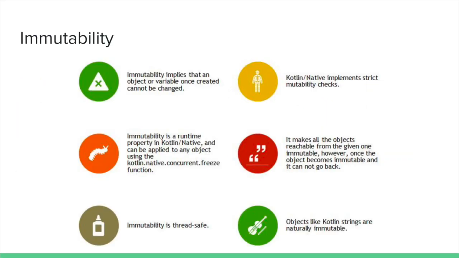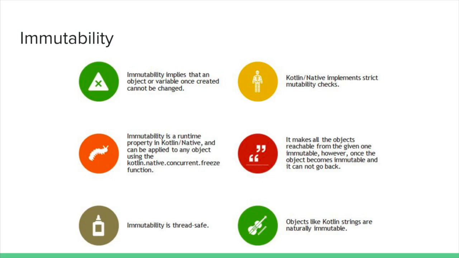Immutability is another one of Kotlin's great features. It implies that an object or variable once created cannot be changed. Kotlin Native, a technology for compiling Kotlin code without a virtual machine, implements strict mutability checks, ensuring that the object is either immutable or it can only be accessed from the single thread.